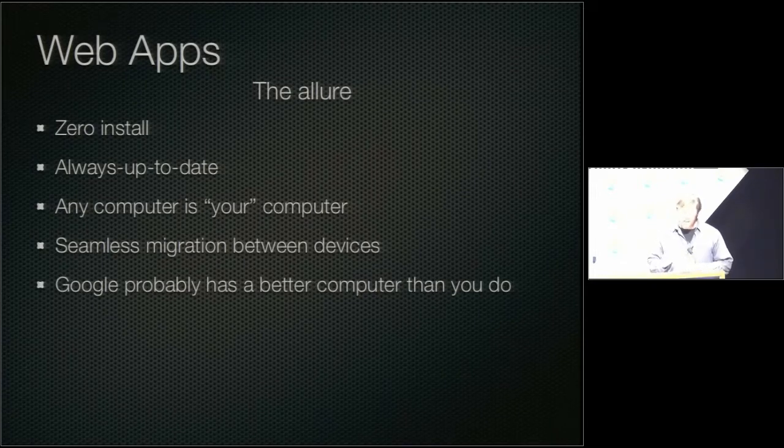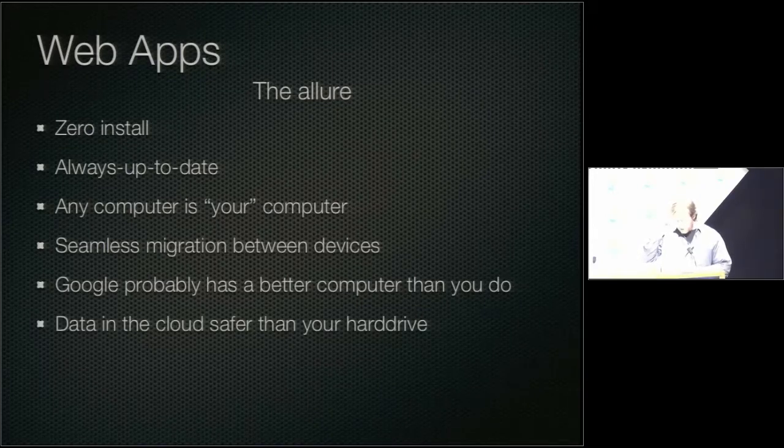Another point is that Google probably has a better computer than you do in their data centers. That's not critical for a lot of kinds of apps, but for compute-intensive apps, that can be a big winning factor. And particularly in enterprise scenarios where people are trying to do a lot of compute-intensive work, it's a very compelling argument for web apps. Data in the cloud can actually be safer than your hard drive unless you're very particular about your backing up. The chances are that Google's data replication policy is better than what you're doing at home. It was certainly better than mine when my hard drive failed a few weeks ago.